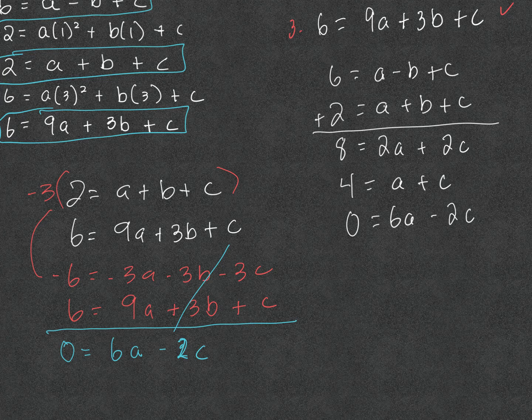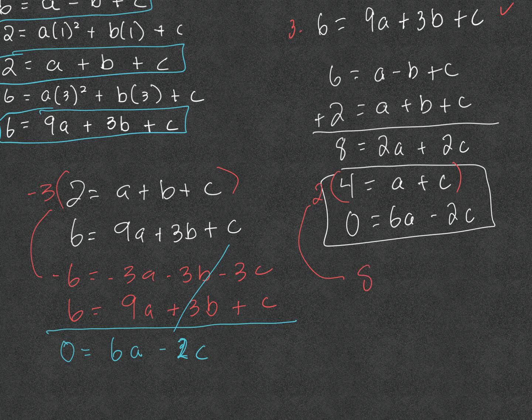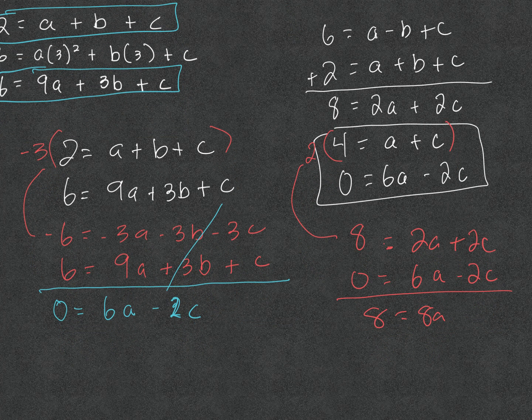Okay? Now, I need to get rid of another variable. Well, I'm going to just use these 2. This is good elimination practice. I'm going to multiply the first equation by 2. I get 8 is equal to 2a plus 2c. And 0 is still equal to 6a minus 2c. Add together, 8 is equal to 8a, and a is equal to 1.